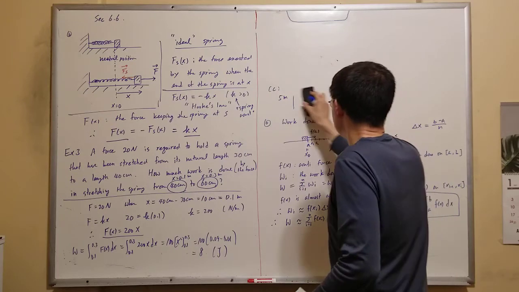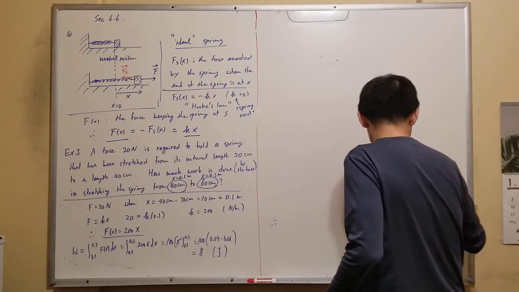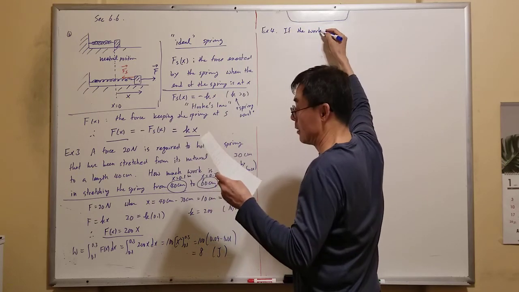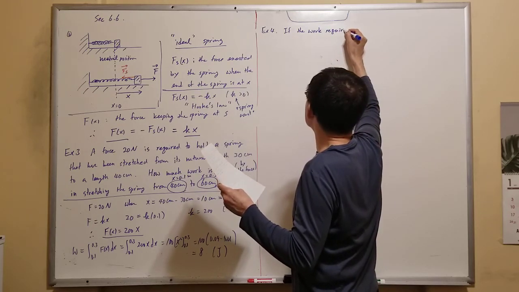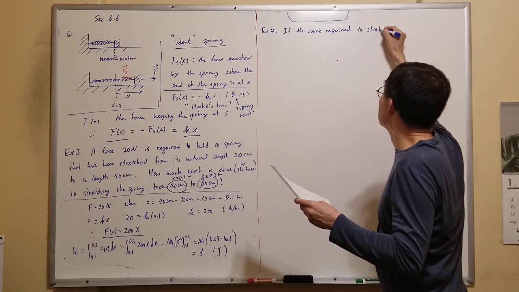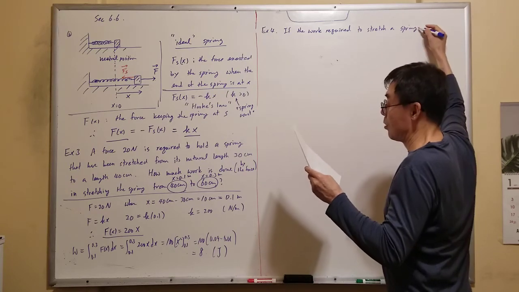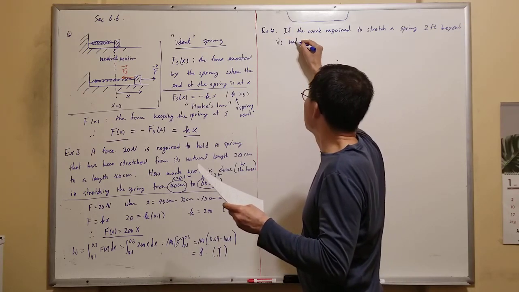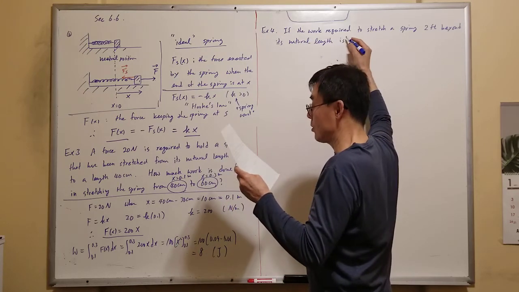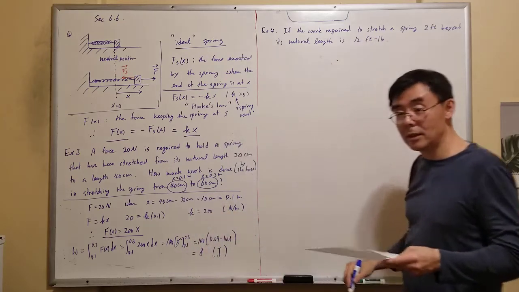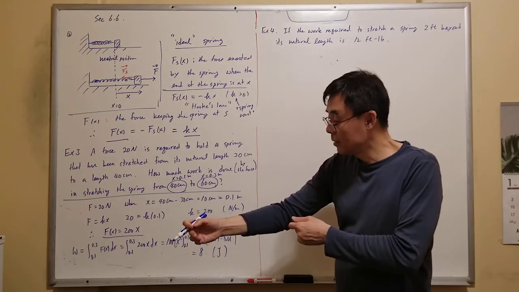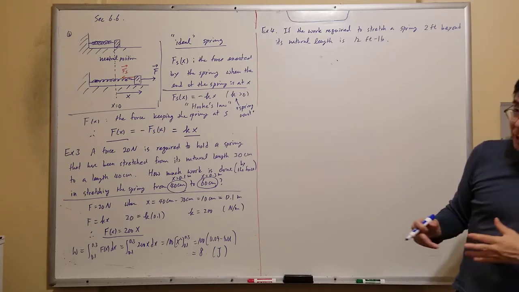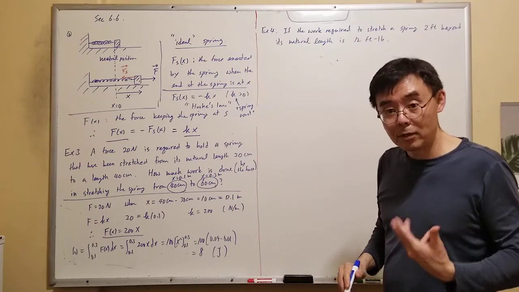Then the last example of the section is: if the work required to stretch a spring 2 foot beyond its natural length is 12 foot-pounds. So there is a spring that when you stretch 2 feet from its natural length, you realize that you are doing this much work, 12 foot-pounds, to the spring.